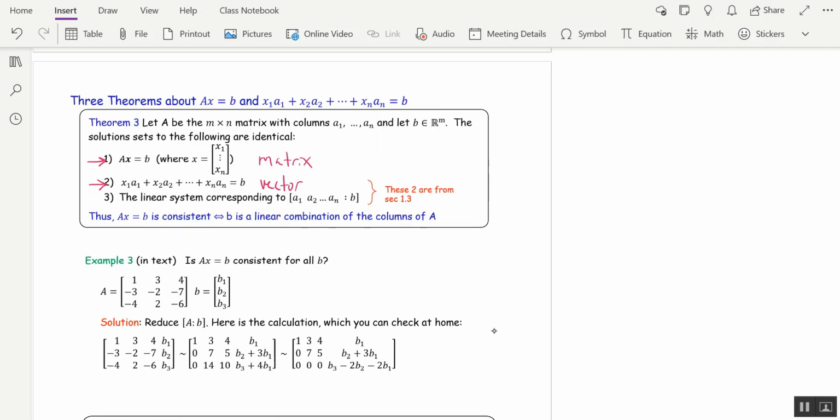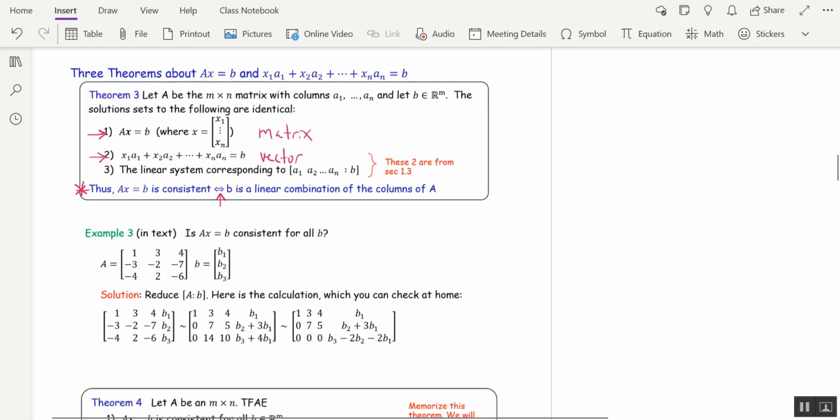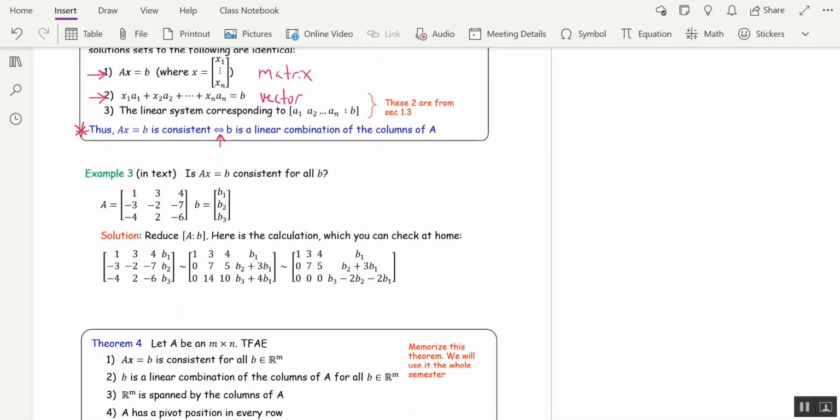And so the upshot of the equivalence between 2 and 3 is in blue here. AX equals B is consistent if and only if, that's the double arrow, B is a linear combination of the columns of A. So let's use that in example 3 here from your book, and I've glossed through most of it. We're given a matrix A, and we're given a generic vector B, and we want to know, is AX equals B consistent for all B?